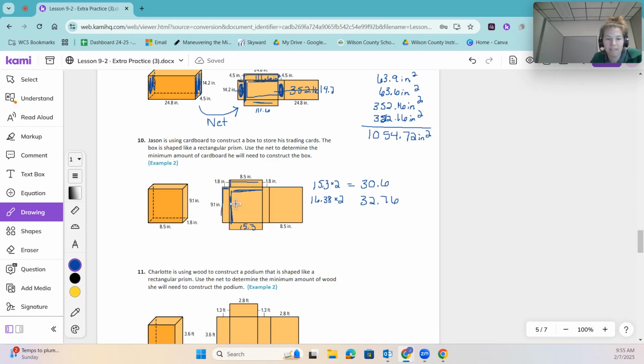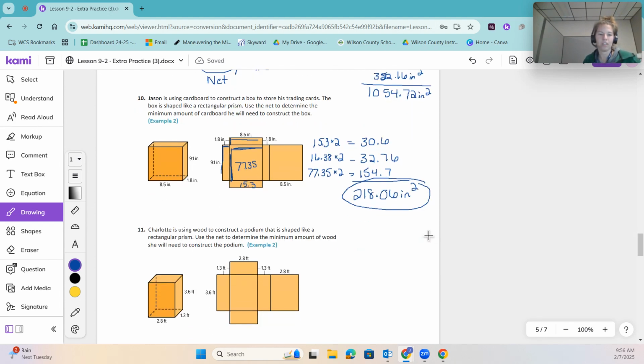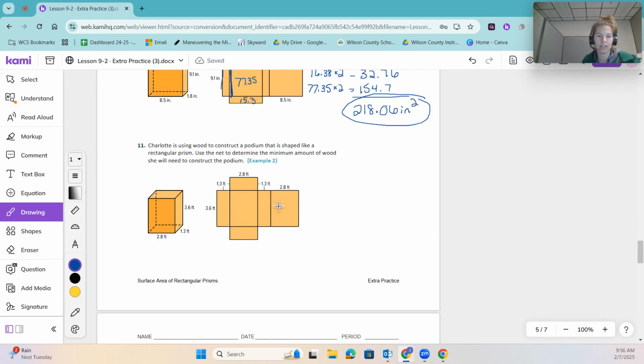Then this big side here will be that 9.1 times that 8.5. And that's going to be 77.35 inches squared. And again, we will have two of those, so I'll go ahead and multiply that out to start here. Then I'm going to add them all together, and I'm going to get a total surface area of 218.06 inches squared. Again, inches squared because it is still area. Now there are several more problems you can try just like that.